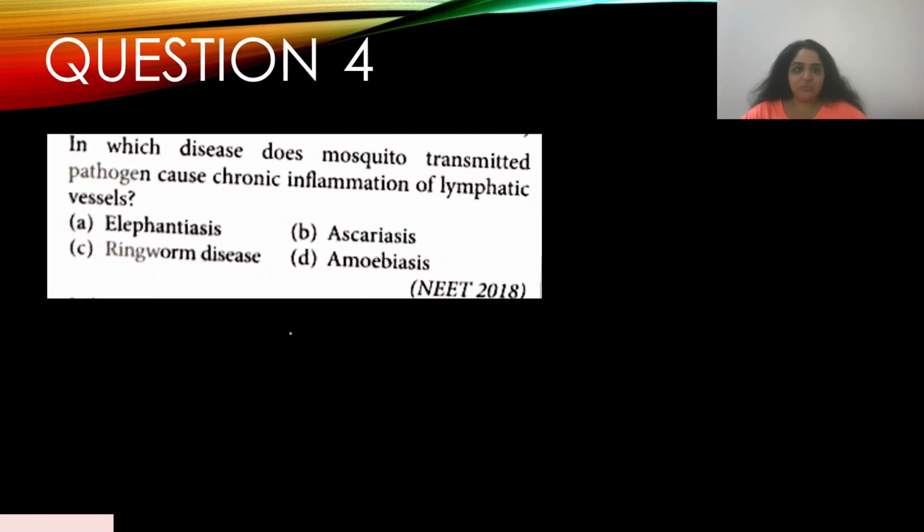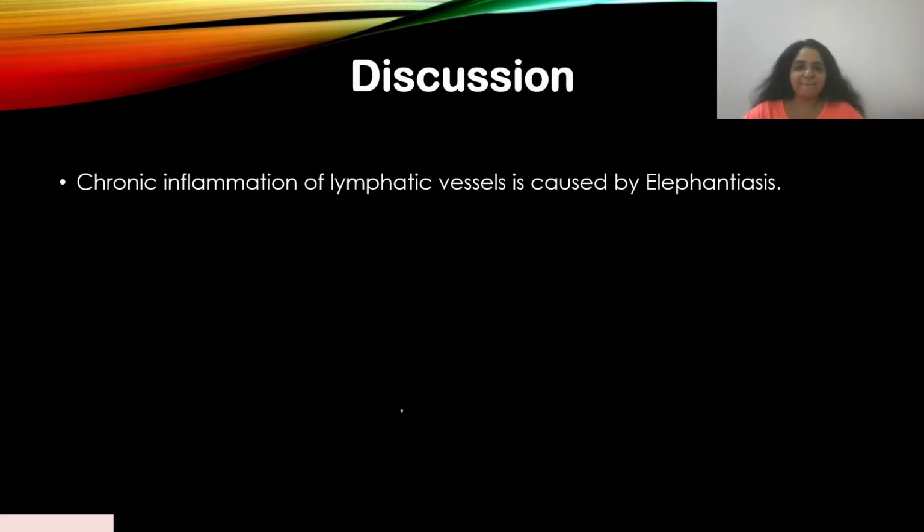Question number 4. In which disease does a mosquito transmitted pathogen cause chronic inflammation of lymphatic vessels? We just discussed that. This appeared in NEET 2018. A, elephantiasis; B, Ascariasis; C, ringworm disease; and D, Amoebiasis. So it's clearly elephantiasis. Answer is A.